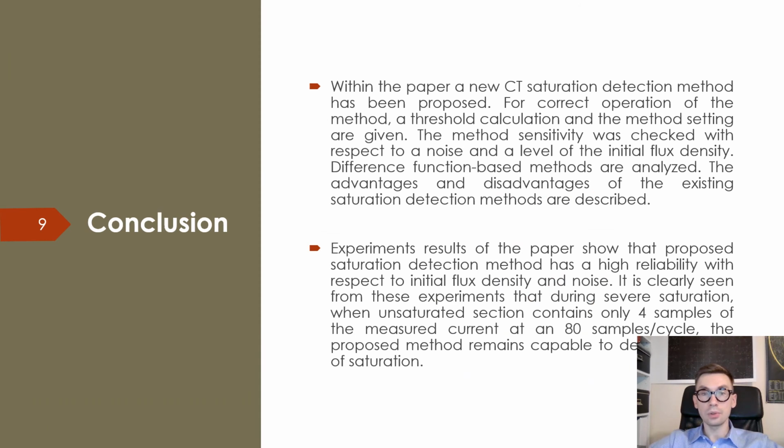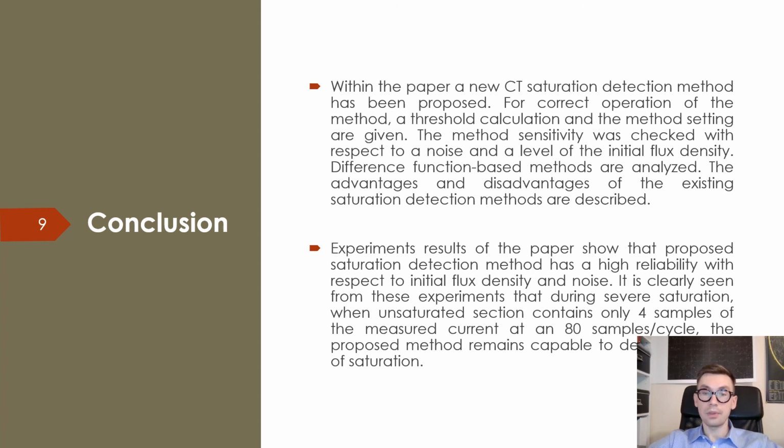So the conclusion is that a new current transformer saturation detection method has been proposed. For correct operation of the method, a threshold calculation and the method settings are given. This method was checked with respect to noise and the level of the initial flux density. Different function-based methods were analyzed, and the advantages and disadvantages of the method are presented in the paper. The experiment results show that the proposed saturation detection is stable and highly reliable.